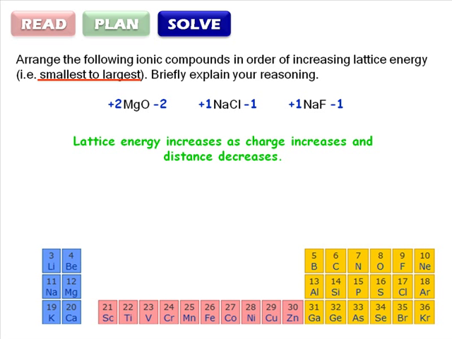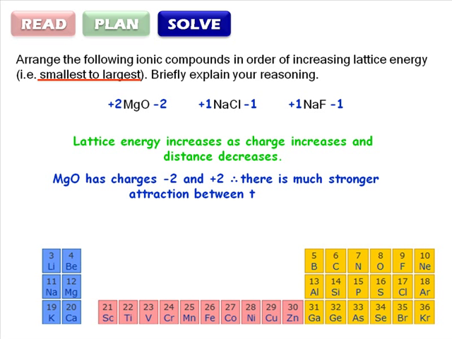If we write out the reasoning as we go along, it'll save us some time and make it less likely that we miss something important in our explanation. Magnesium oxide has charges of -2 and +2, whereas the other two compounds only have -1 and +1 charges. This means there is a much stronger attraction between the magnesium and the oxygen ions. Since lattice energy increases with charge squared, magnesium oxide will have the greatest lattice energy.